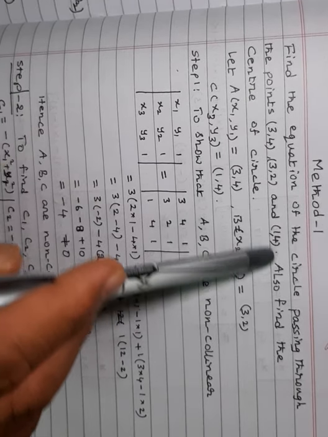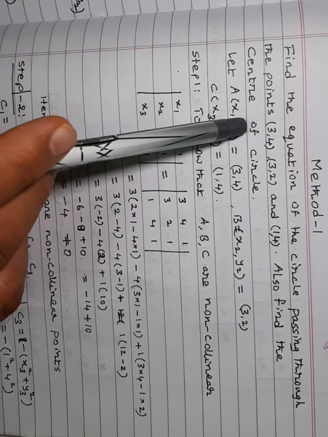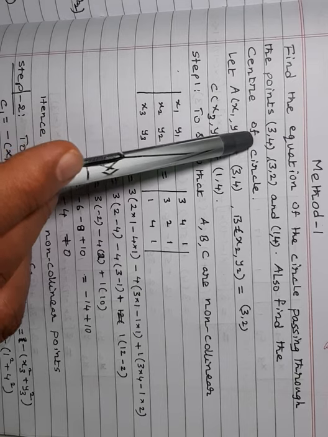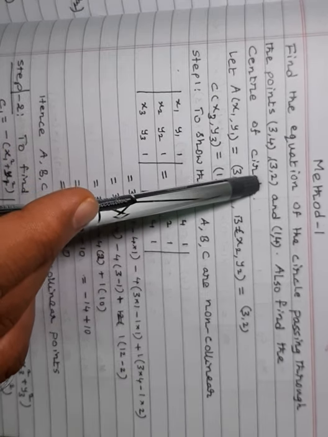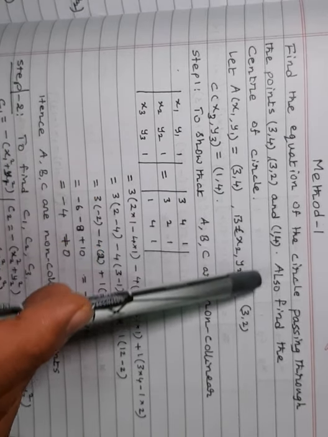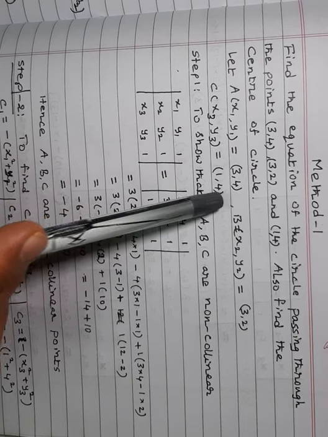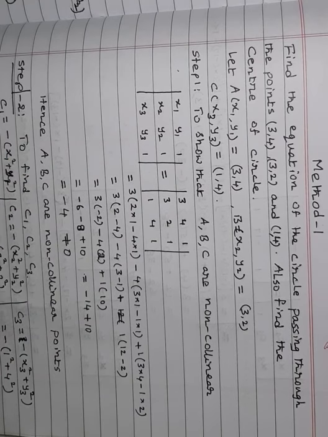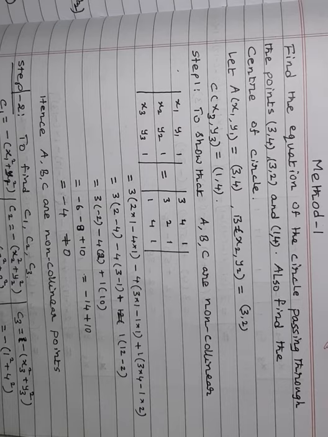Find the equation of the circle passing through the points (3, 4), (3, 2) and (1, 4). Also find the center of the circle. We have to find the equation of the circle passing through 3 non-collinear points. There are different methods. Now we are learning method 1 using the formula.